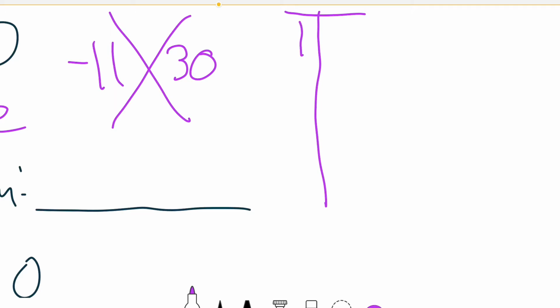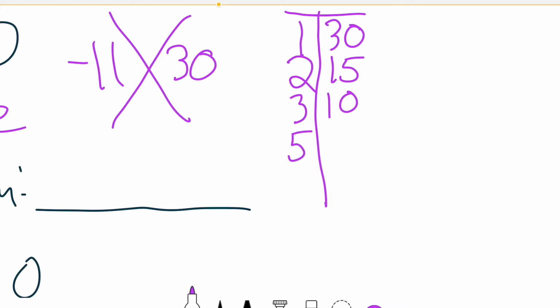Well, 1 times what gives you 30? 30. But we can't add and subtract 1 and 30 to get to 11, so we have to keep going. Next number you should try is 2. Well, 2 can go into 30 evenly, because you can do 2 times 15. 3 can go into 30, 3 times 10. 4 cannot go into 30 evenly. If you do 30 divided by 4, it gives you a fraction, so you don't include it. So then you go to 5. 5 can go into 30 evenly. It's 5 and 6.